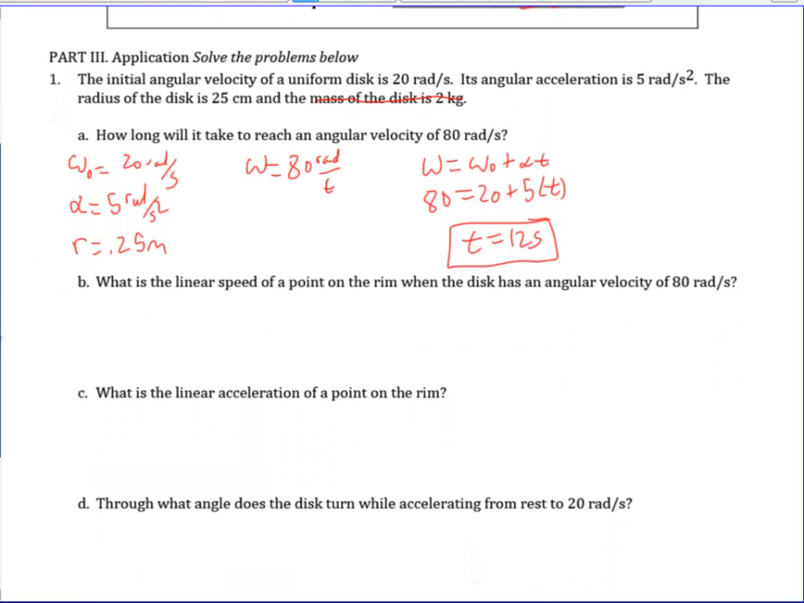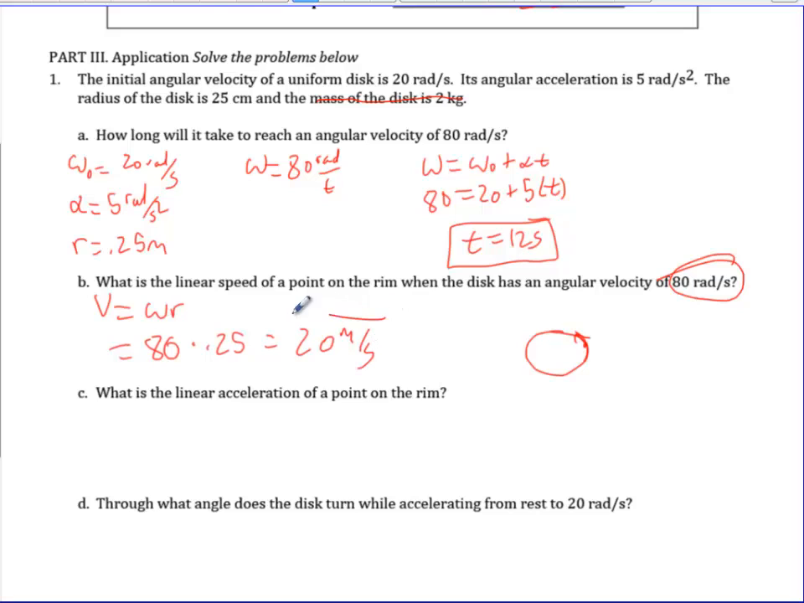What is the linear speed of a point on the rim when the disk has an angular velocity of 80 radians per second? What this is asking for, the linear or translational speed, is how fast a point on the outside of this disk is actually going. If it was rolling along the ground, how fast would this thing be going? So the linear speed is v, and remember v is equal to omega times r, and since omega is 80 radians per second, what I have is 80 times 0.25, which is just 20 meters per second. Remember that 0.25 is the radius from up here.